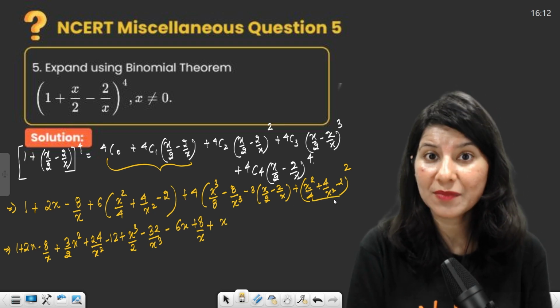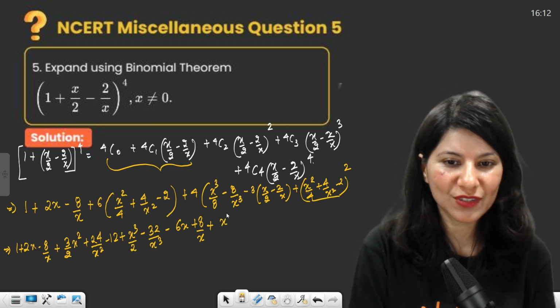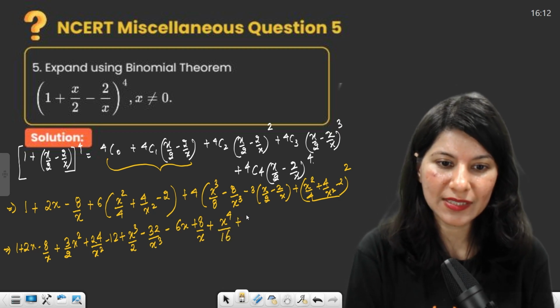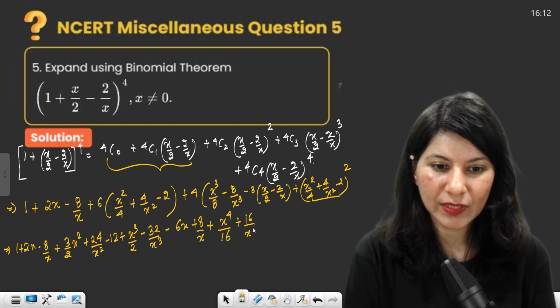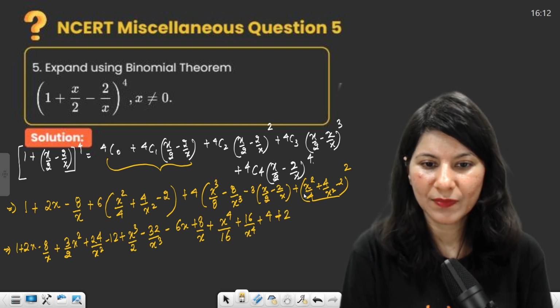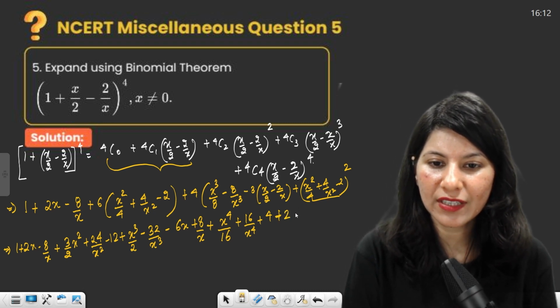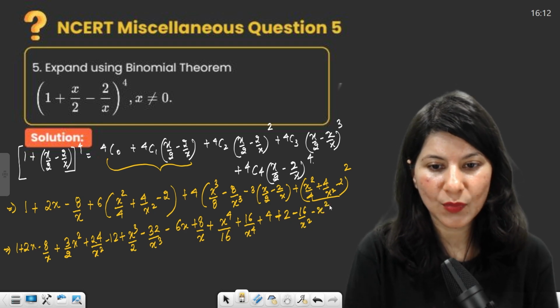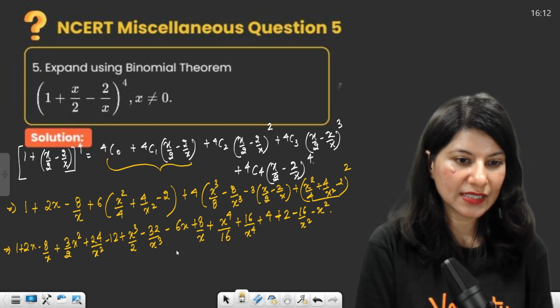Now a plus b plus c whole square. Now this is something which is going to take some time. Plus x power 4 by 16, a square plus b square plus c square, plus 2ab. And then you are having minus 4 by 16x square, and you are having minus 2 to the 4th minus x square. That's it. This is your final expression.